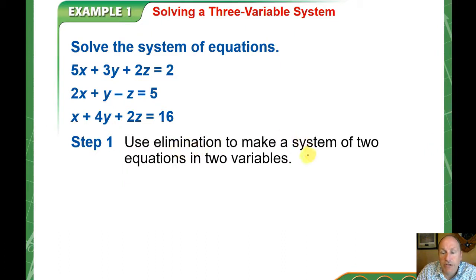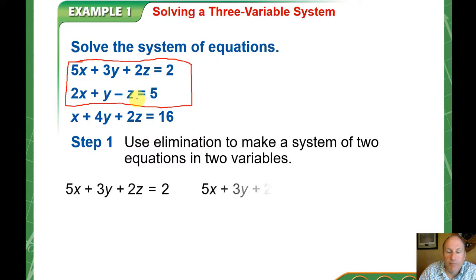We're going to use elimination to make a system of two equations and two variables. And so we're going to take these first two equations and work with them. A lot of different things we could do here, but what we're going to do in this particular case is multiply the bottom equation here, which is the second of the three, by -2. By doing so, we're going to add the two equations and eliminate the z variable.